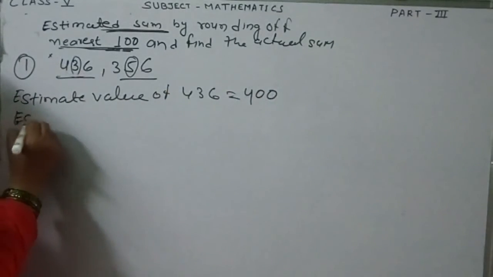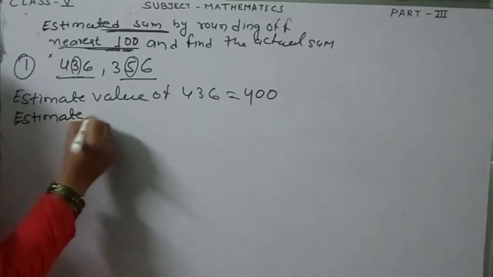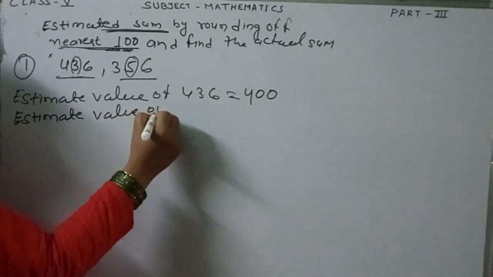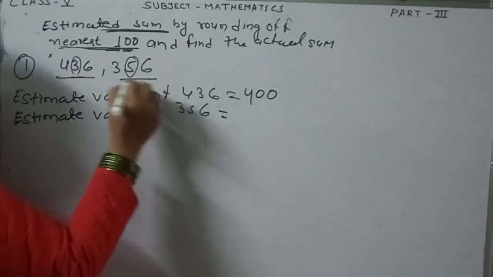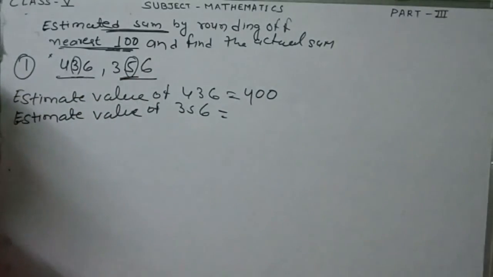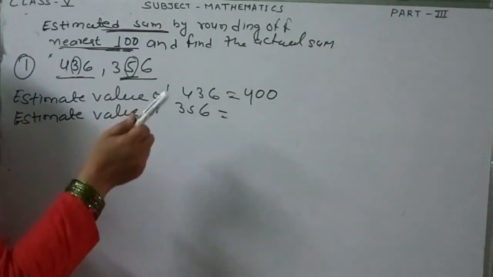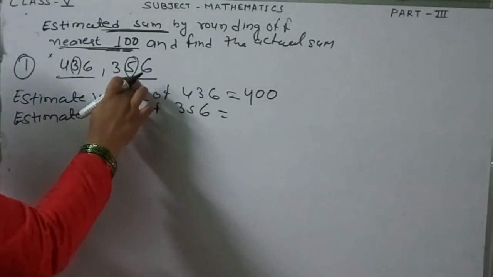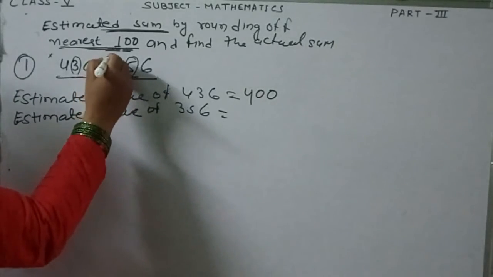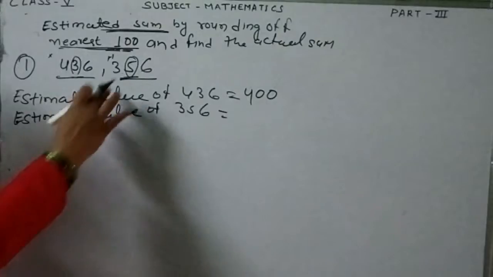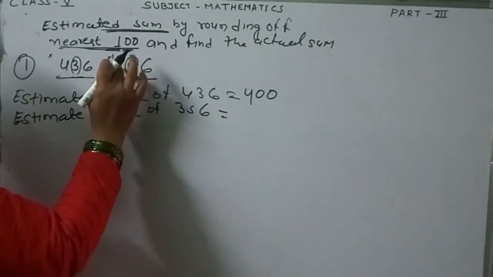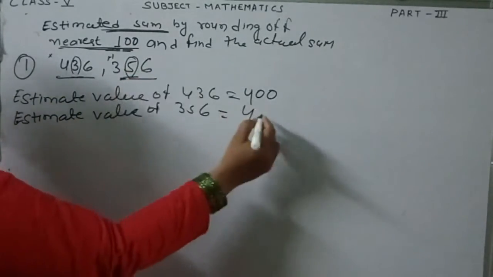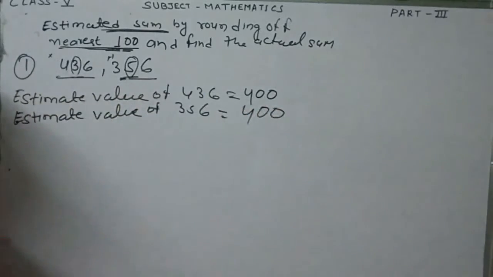Next, the estimate value of 356. Compare the tens digit. This one is a 5, that is equal to 5. And what I told, if any digit is equal to 5 or greater than 5, then we have to add 1 to the next digit and the rest will be 0, 0. Means 3 plus 1 is 4 and this one will be 0, 0. That is, the estimate value of 436 is 400 and 356 is 400.